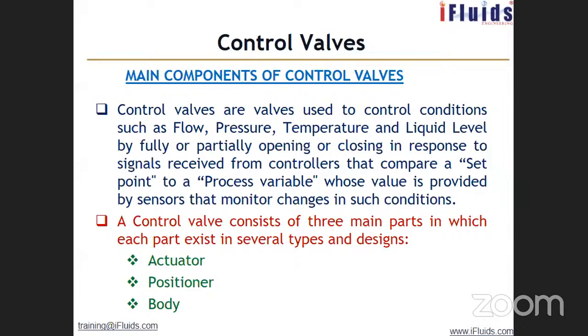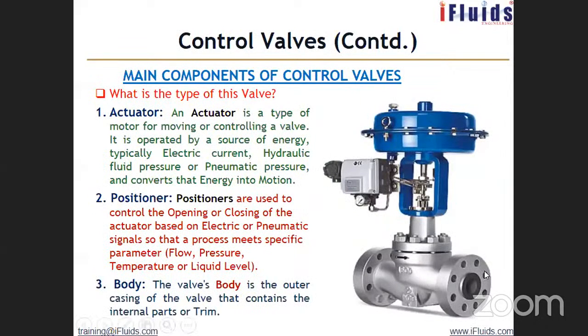The set point and process variable are two important parameters in the function of the control valve. Sensors provide you the measurement, and the controller converts the sensor value to a signal which will go and operate the control valve. And in the control valve, we have three main parts. One is called the actuator, the second one is the positioner, the third one is the body. So this is the control valve.